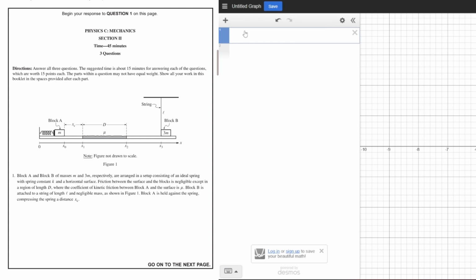Today I'm going to be covering the Physics C 2024 Set 1 Mechanics Free Response questions. So yeah, let's just hop into it. I'll be explaining each question and the thought process behind it.